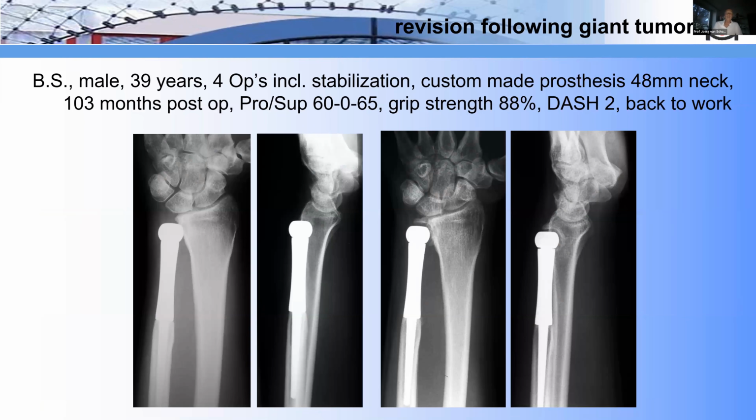This is another example: a patient with 4 operations after a giant cell tumor resection, including tendon stabilization. In this patient, the length discrepancy was so big that we needed a custom-made extra long neck prosthesis with a neck of 48 millimeters. You can see here the X-ray after 103 months with a pronation-supination of 65 degrees, a grip strength of 88% and a DASH of 2 in this patient.